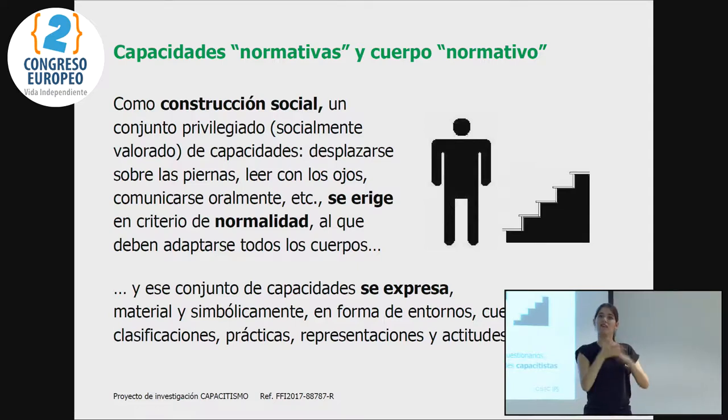These are our skills, capacities, or skills that bodies adapt to and surroundings adapt to. An idea that is highly relevant is that this group of skills, capacities, is an attribute that is expressed materially and symbolically. We can also speak about surroundings, practices, and capacity-building attitudes, all based on this social construction using a system considering capacities.